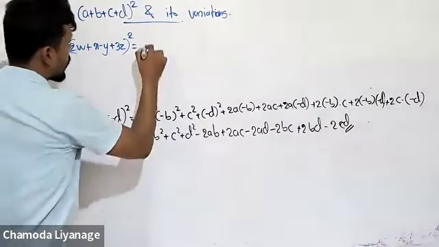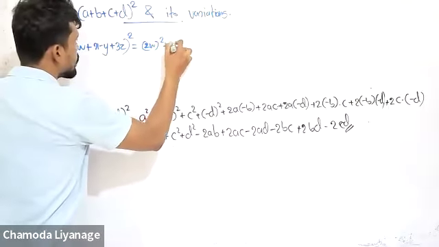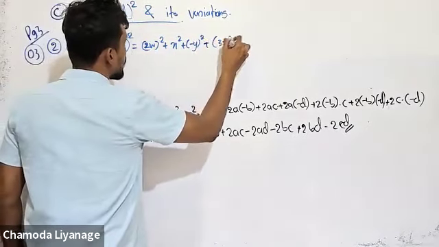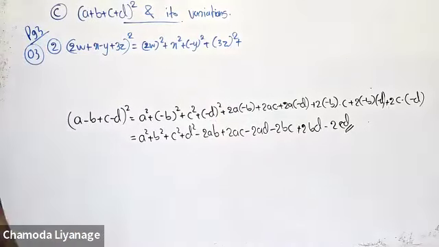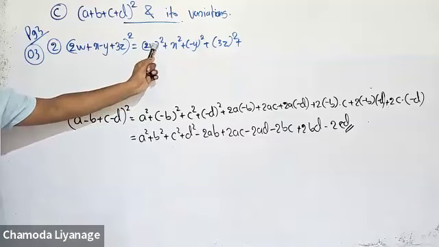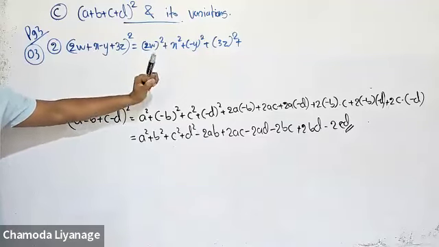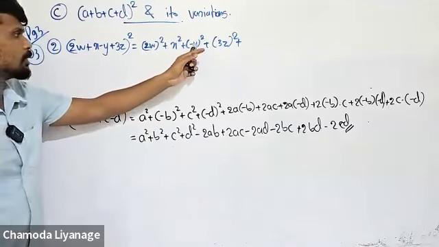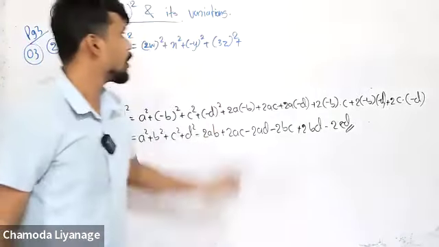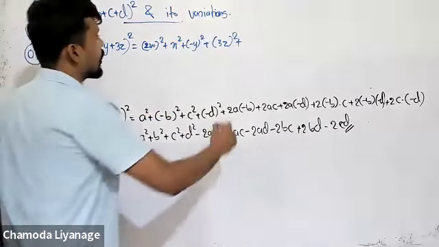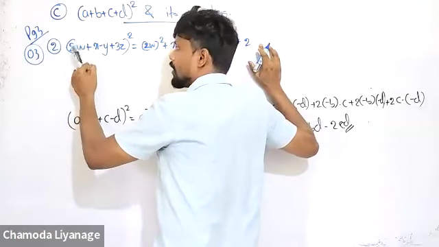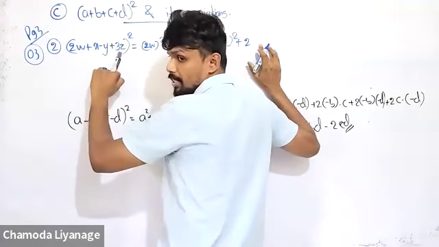Okay, now expand. Here the first term is 2w, so put a bracket and take the square of 2w. Then x squared, and the third term is minus y, so write minus y in a bracket and square it. Then 3z whole thing squared. And next, 2 times 2w into x, then plus 2 times 2w into minus y.